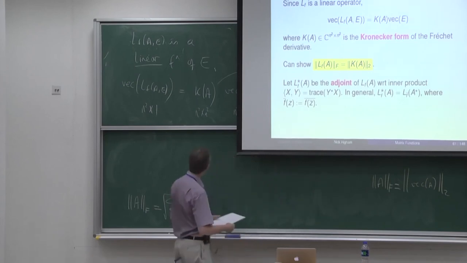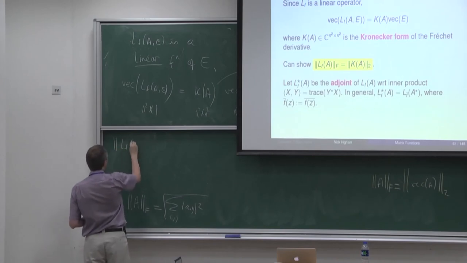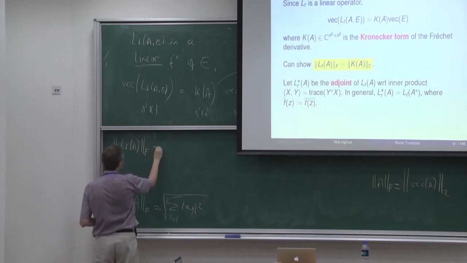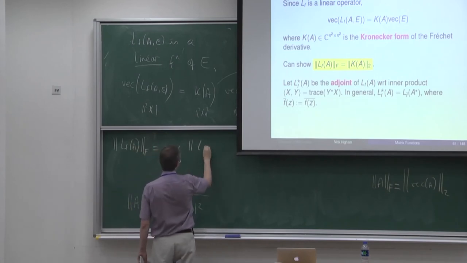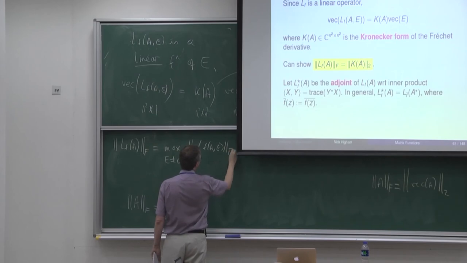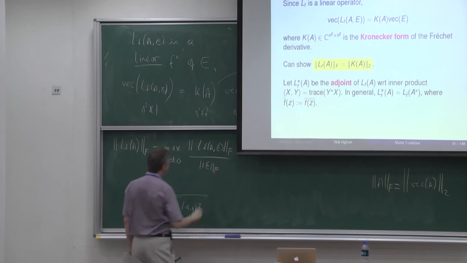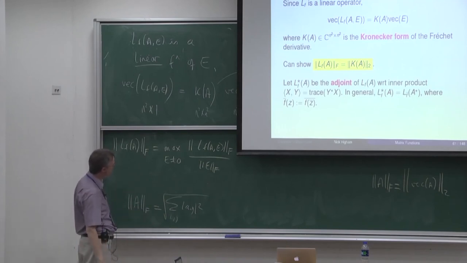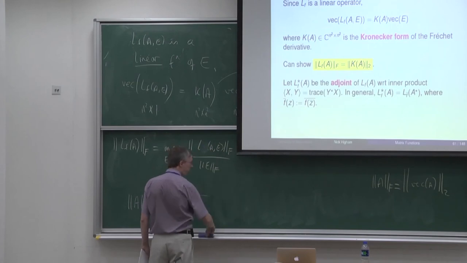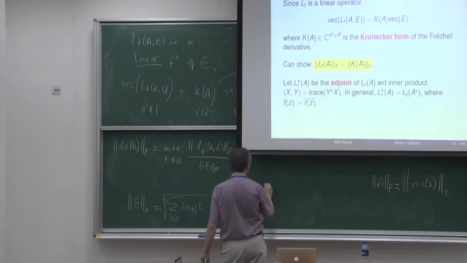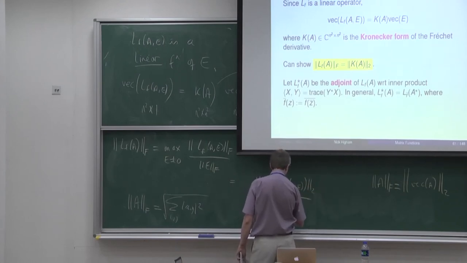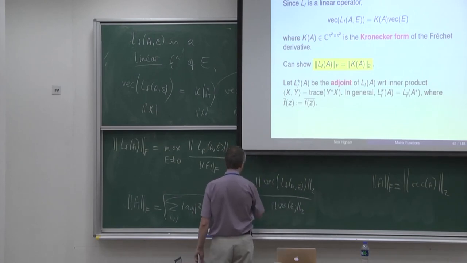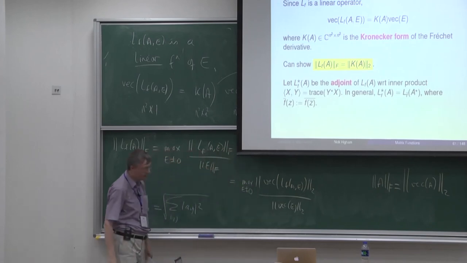Okay, well, I'll now do it on the board. So we start off with LF of A in the Frobenius norm. And the definition is that that's the maximum over non-zero E of the norm of LF(A, E). Okay, so that's the definition from a couple of slides back. And now if we use the result I just wrote down over there, we can convert the norm by vecing. So I can vec that. So that converts from the Frobenius norm to the 2 norm.